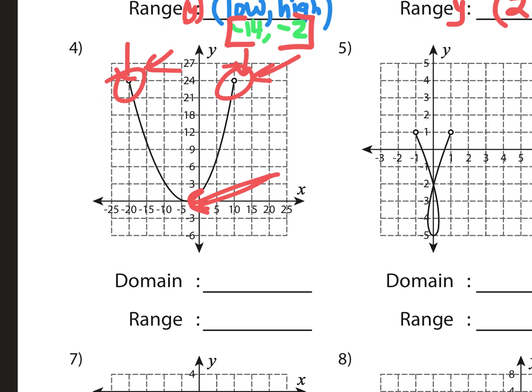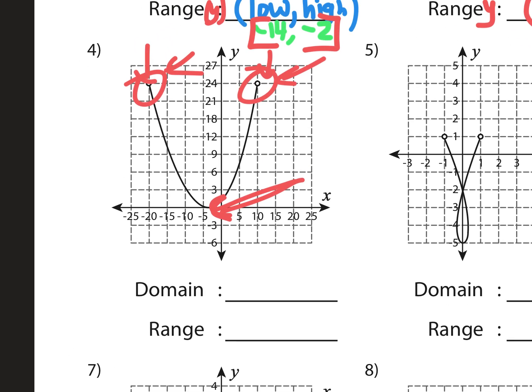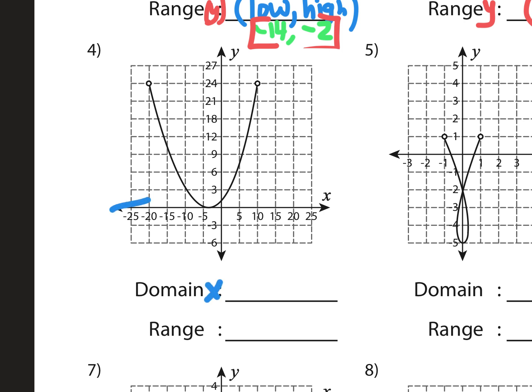So try to answer your domain and range for number 4, and I'll see if you're getting this. If about three-quarters of you get this right, then I'll say, as a class, we're getting it. Domain's X. These numbers.